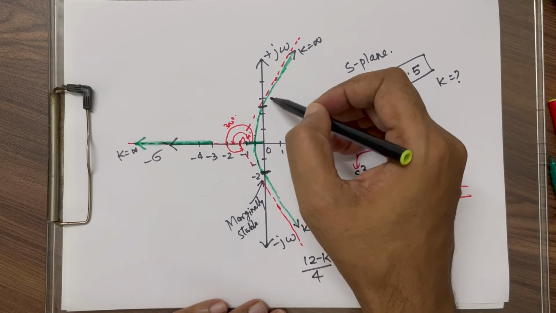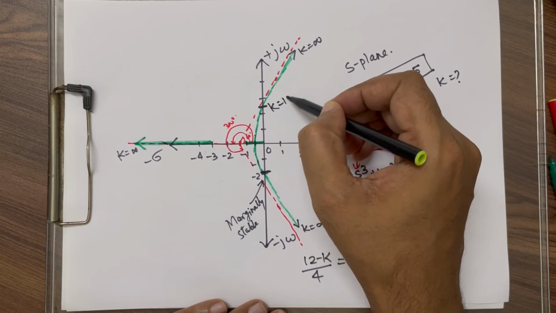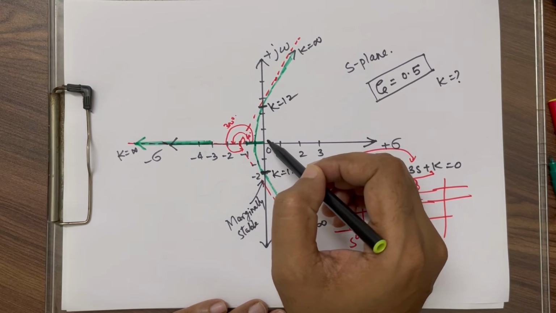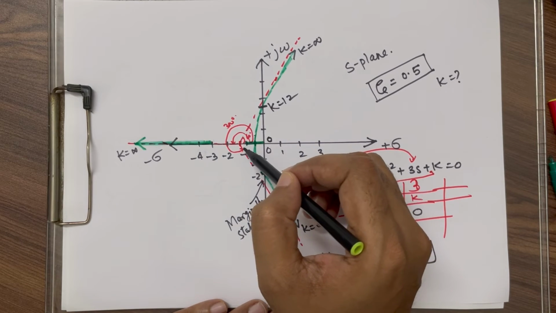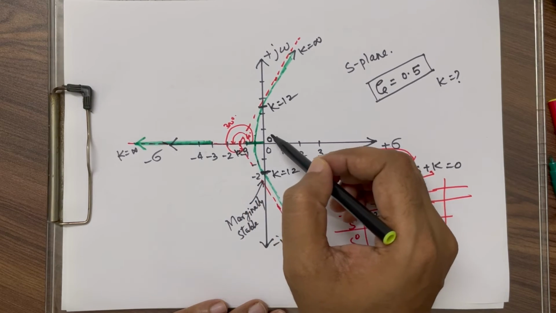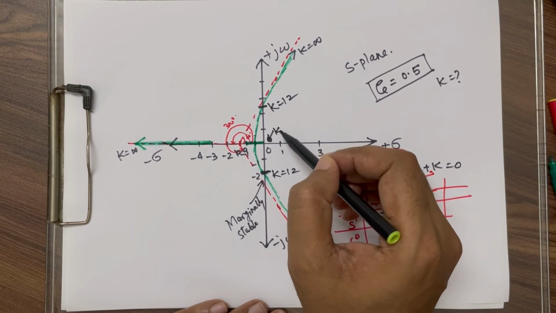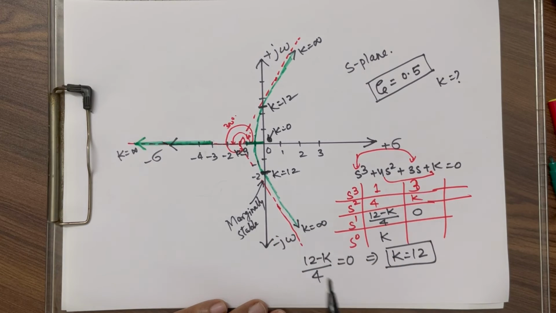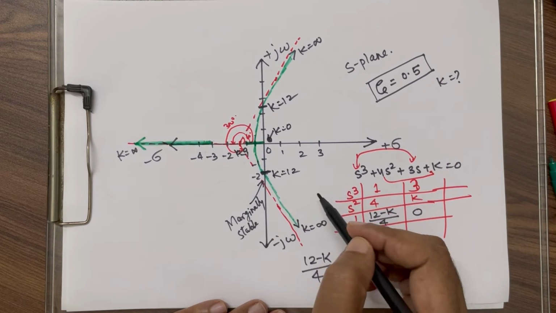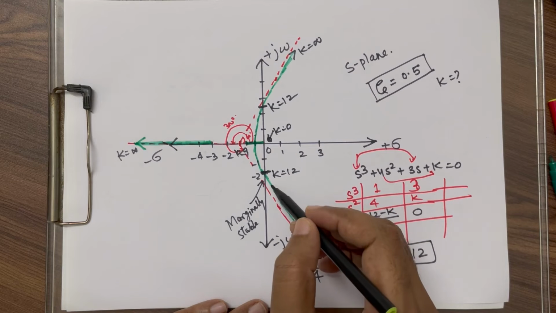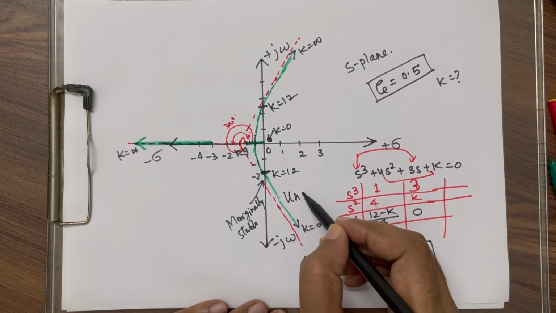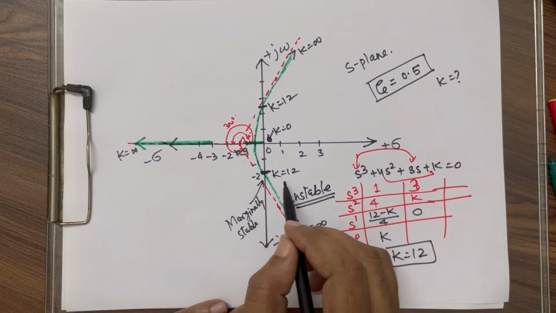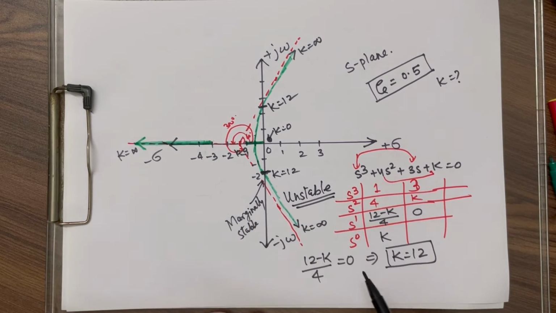So when k is 12, at this point k is 12. Also at this point k is 12. K started from 0 over here. K is 0 over here. K equal to 0, and here also k equal to 0. Then it has become 12 here and then infinity here. So after k equal to 12, this side is the unstable region. So we can't take k value more than 12. And 12 is also marginally stable.